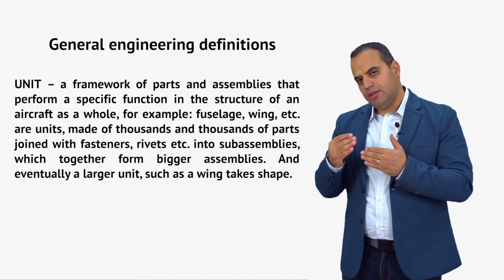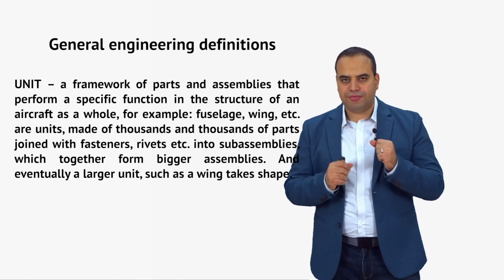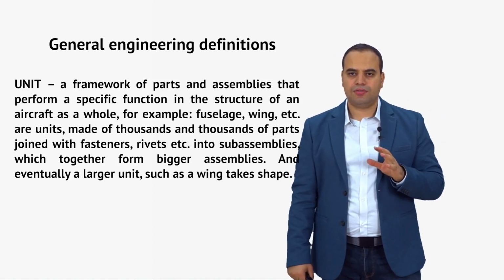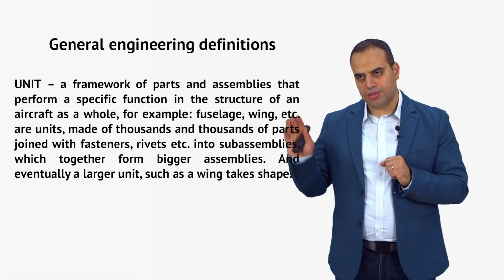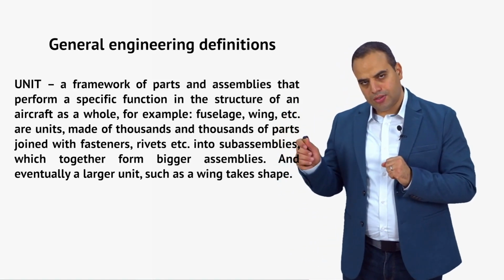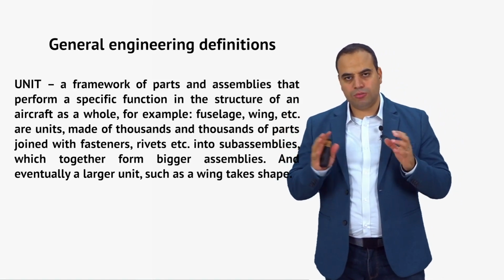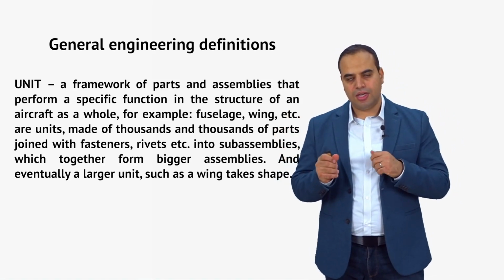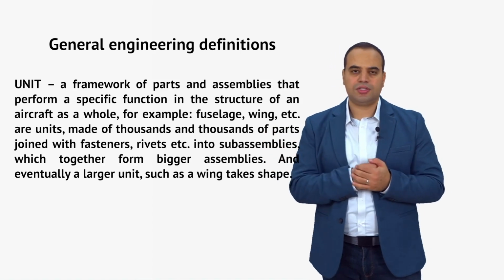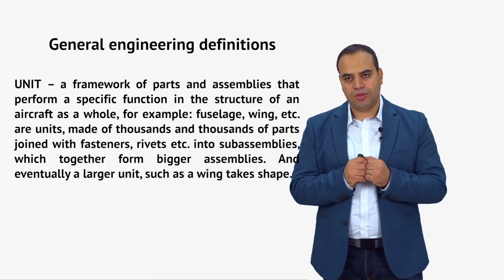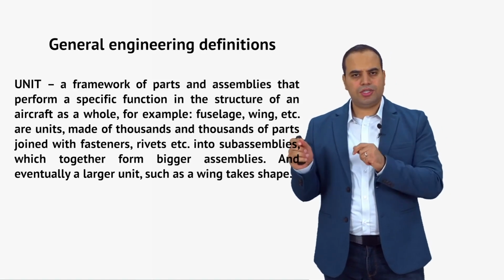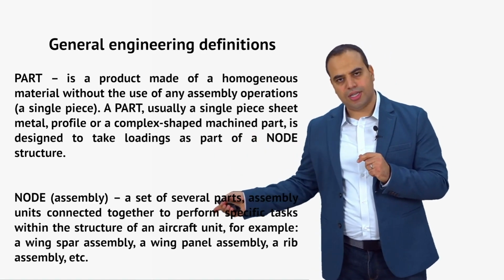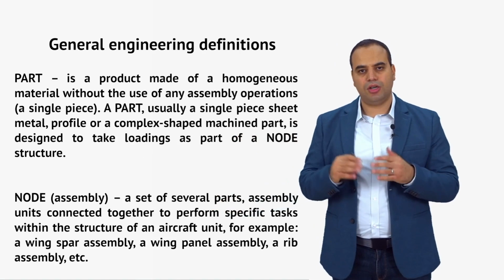It is defined so as to perform a specific function in the structure of an aircraft as a whole. So in general, it's like a global function, if you like. For example, the fuselage and the wing are units. Why? Because the wing, for example, performs a global function which is generating lift, and the fuselage performs a global function that is housing the payload and all of the other systems, right? And these units include a lot of nodes and assemblies, which themselves are made of a lot of parts, right?